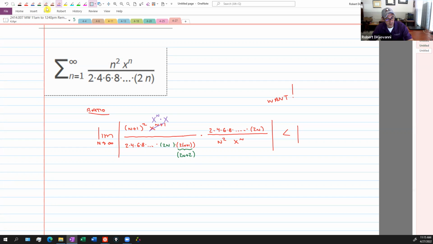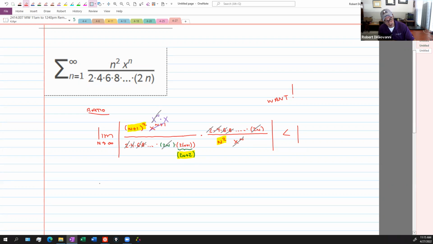And now let me cancel stuff. 2, 2, 4, 4, 6, 6, 8, 8. Everything in the dot dot all the way to the 2n will cancel. So that's why it's important to see that 2n. This one here in yellow doesn't get canceled with anything. This doesn't get canceled. This doesn't get canceled. The x to the n does get canceled.